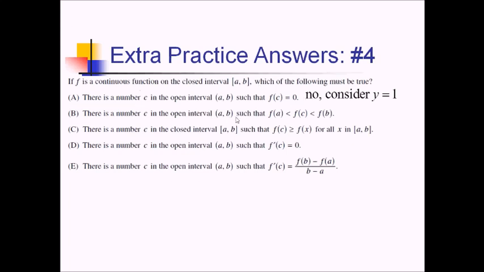Choice B, there's a number c such that f of a less than f of c less than f of b. So basically they're saying, you're guaranteed that the y value somewhere in there is going to fall strictly between the beginning y value and the ending y value. But what if the beginning and the ending y value are exactly the same? There's nothing they wrote here that precludes that. So this is also going to be false. And again, consider the function y equals 1. It's continuous, it's on a closed interval, and yet there's no way that this is strictly between any numbers because it's the same value everywhere.